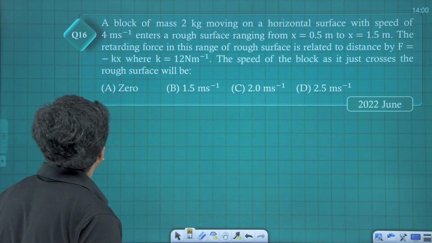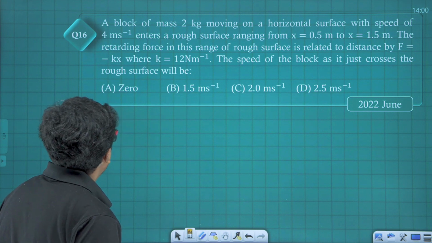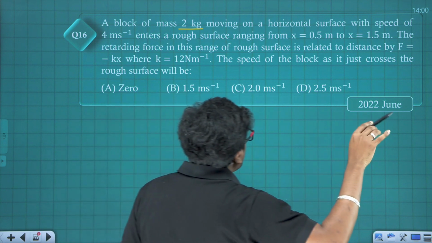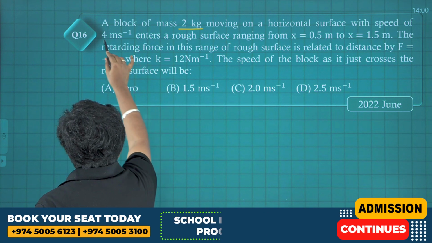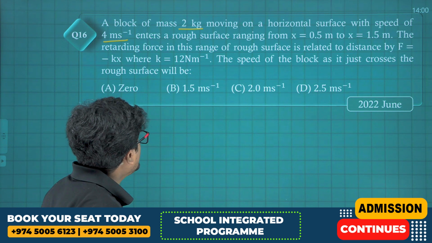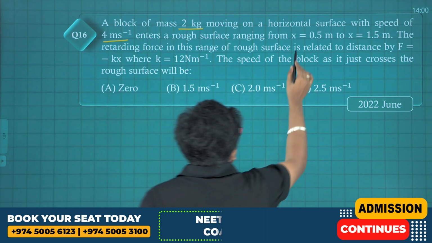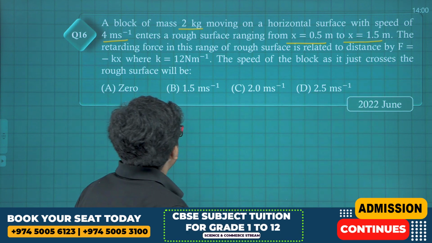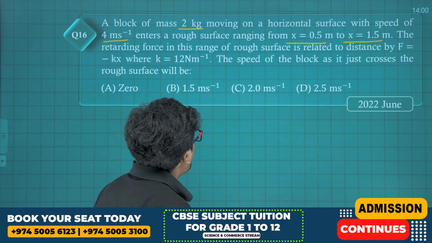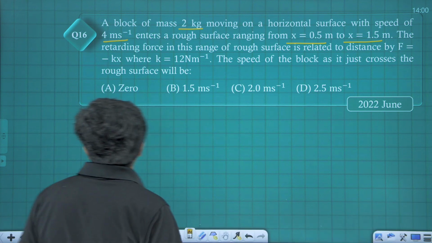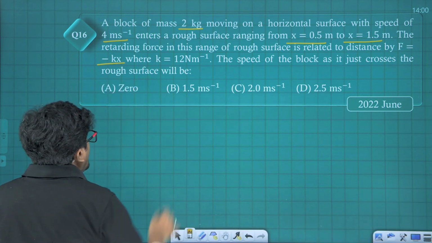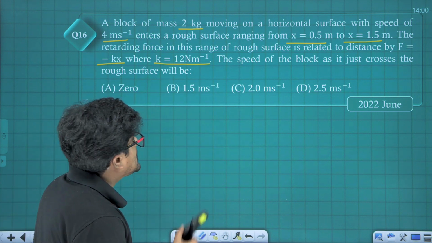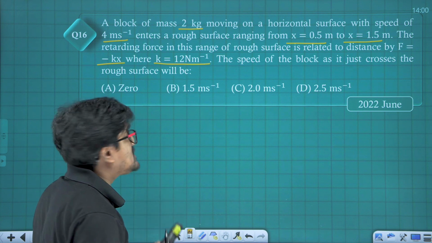Now, let's move to the next. That is question number 16. The question says, a block of mass 2 kg moving on a horizontal surface with a speed of 4 meter per second enters a rough surface ranging from x equal to 0.5 to x equal to 1.5 meter. The retarding force in this range of rough surface is related to the distance by F is equal to minus k into x, where k equal to 12 Newton per meter. Then they are asking for the speed of the block as it just crosses the rough surface.